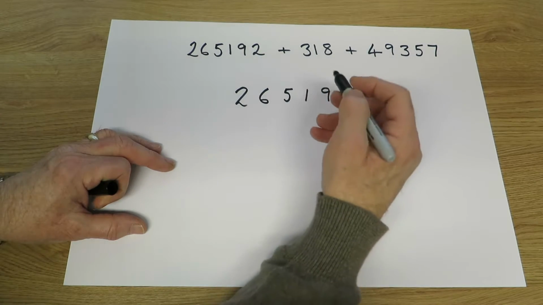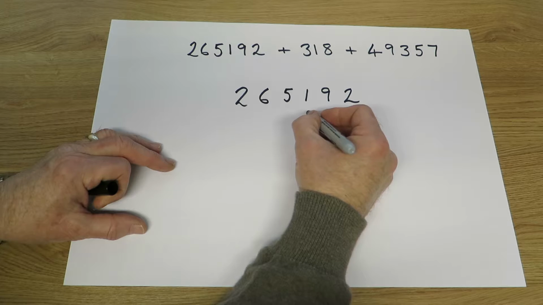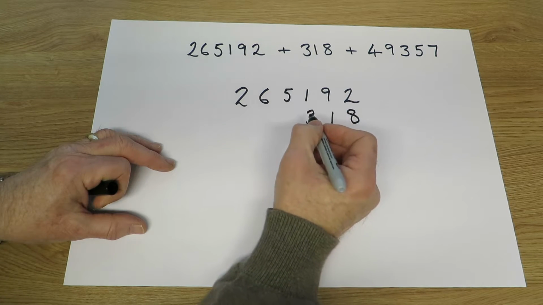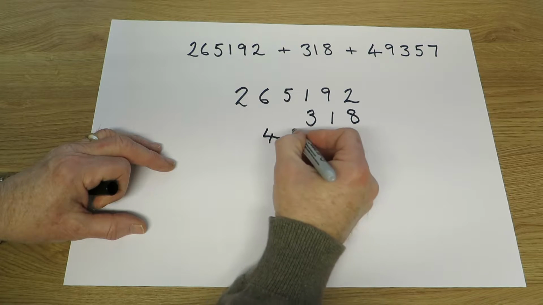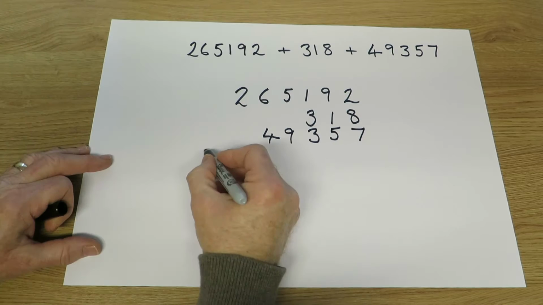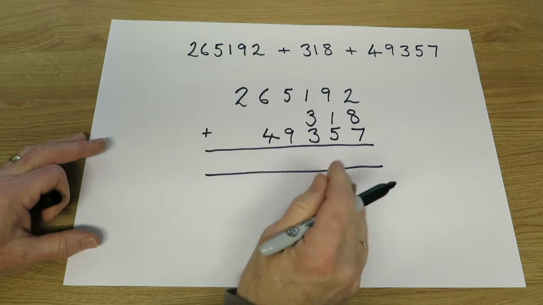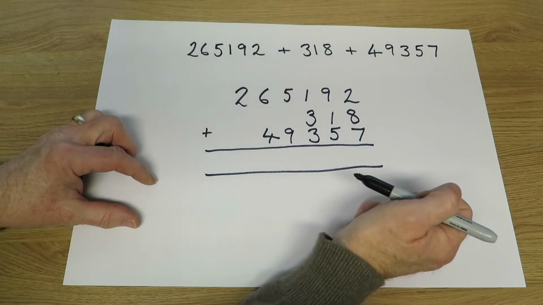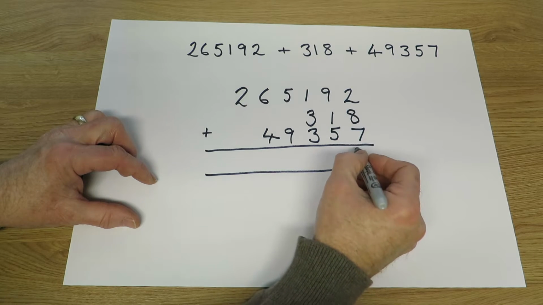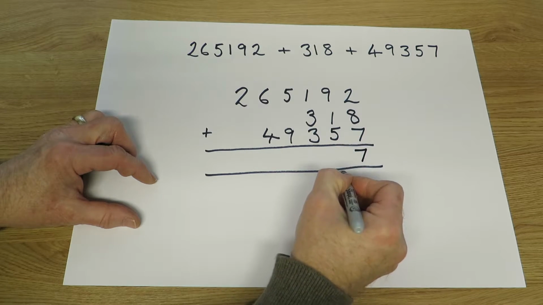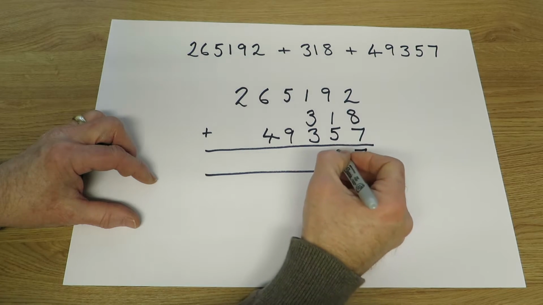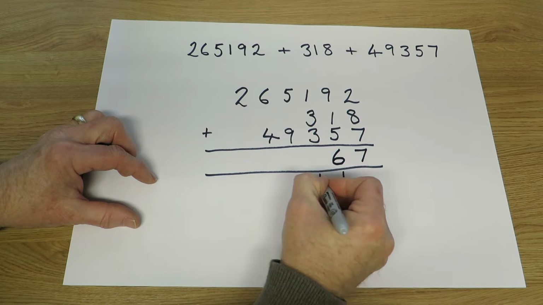It doesn't matter which order we write them in, so I'm perfectly happy to write 318 there, making sure that the columns are in line, and 49,357 there. We're going to add those three together, sketched out here. So there's the units column, 2 units and 8, that's 10, that's 17 units, so that's enough for 7 units and an extra 10. 9 tens, 10, 15, 16 tens, so that's 6 tens and an extra 100.